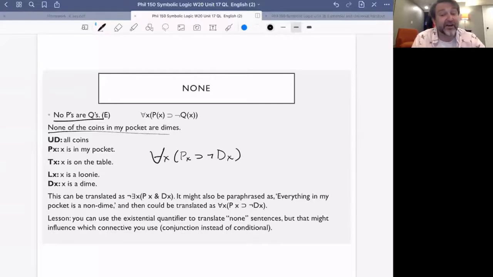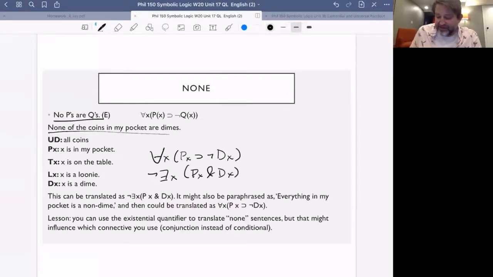Now note, this can also be translated as it's not the case that there exists something x such that x is in my pocket and x is a dime. So there's not something that's in my pocket and a dime, right? And so if we want to translate it that way, we would do this: it's not the case that there exists some x such that x is in my pocket and x is a dime, okay?